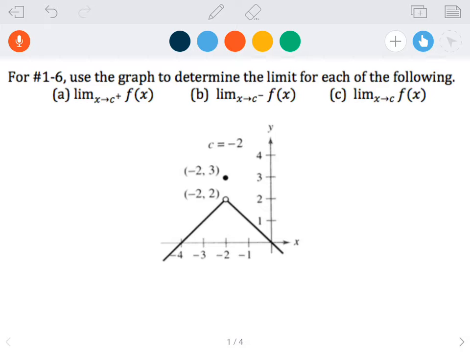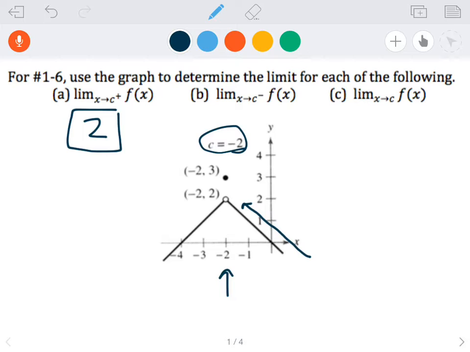It says use the graph to determine the limit for each of the following. The limit as x approaches c, remember that positive means from the right, of f of x. And so in this particular example, it tells me that c is -2. So I'm looking here. If I look at this limit from the right, I see that it is approaching a y value of 2, so my answer here is 2.